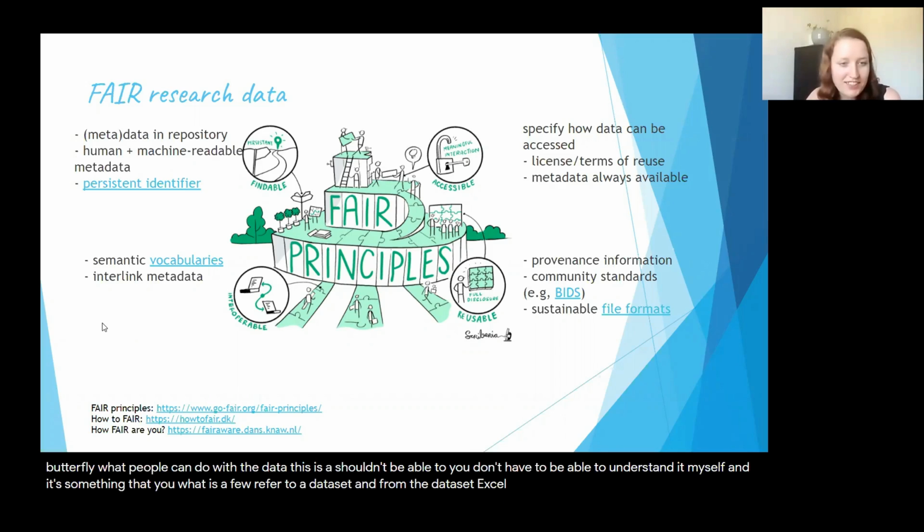Before I move on to the next slide, I would like to highlight these three sources here. The How to FAIR website is really useful for practical tips on how to make your data FAIR. And this FAIR Aware tool by DANS, which is a data institute in the Netherlands, is also really handy because it makes you aware of what it means to make your data FAIR.